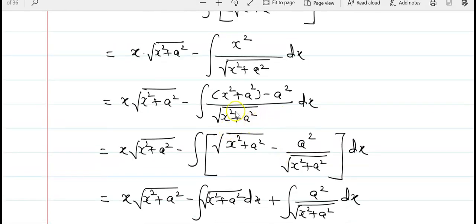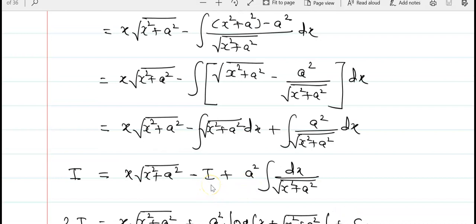Split it up, separate it. (x² + a²) divided by √(x² + a²). It becomes minus the integral of (√(x² + a²) minus a² upon √(x² + a²)). This minus minus will become plus. That is x√(x² + a²) minus the integral of √(x² + a²) dx plus the integral of a² upon √(x² + a²) dx. This is nothing but the minus I.